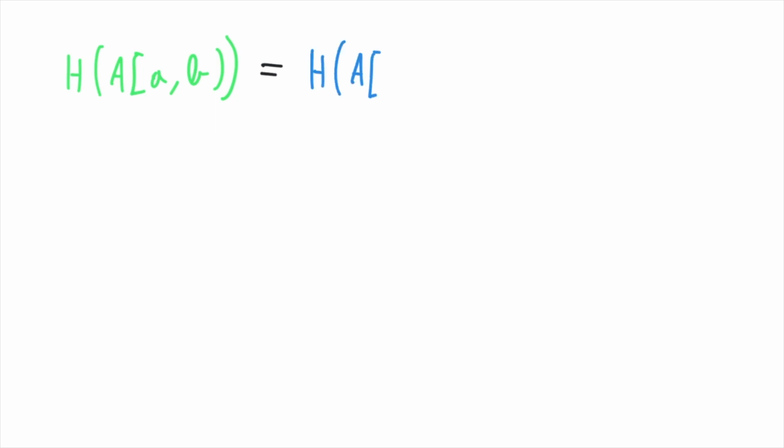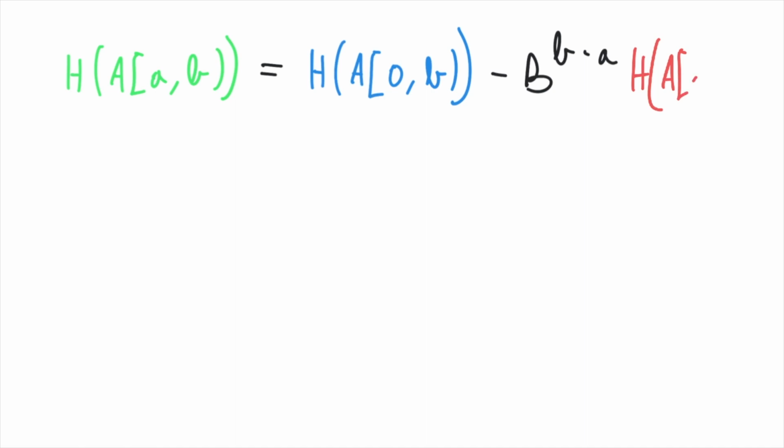So the final result is that the hash of the string from small a to b is nothing else than the hash of the string from 0 to b minus the base to the power b minus a times the hash of the string from 0 to a.